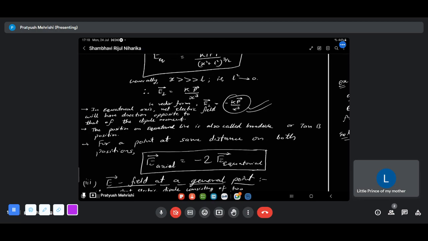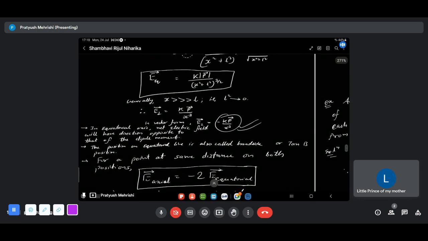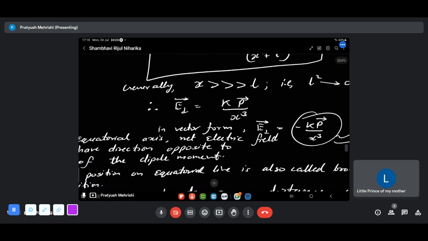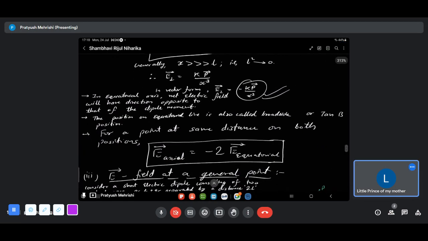Okay, now. So till now we have seen electric field due to dipole. Do you remember what is electric field due to dipole? Have you taken down these formulas? Copy it. Fine.